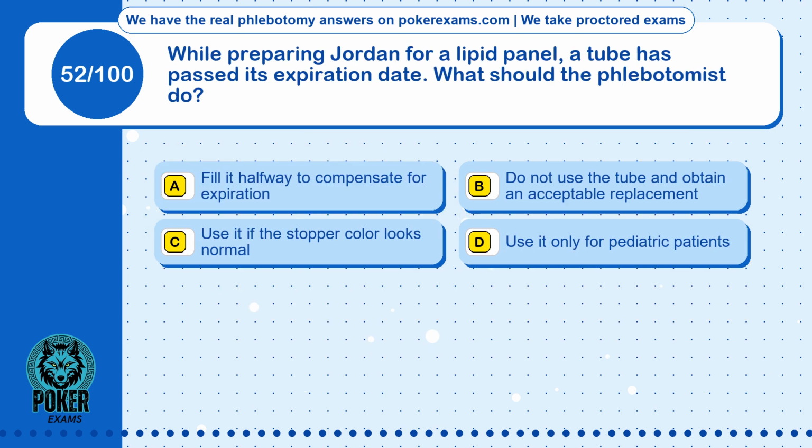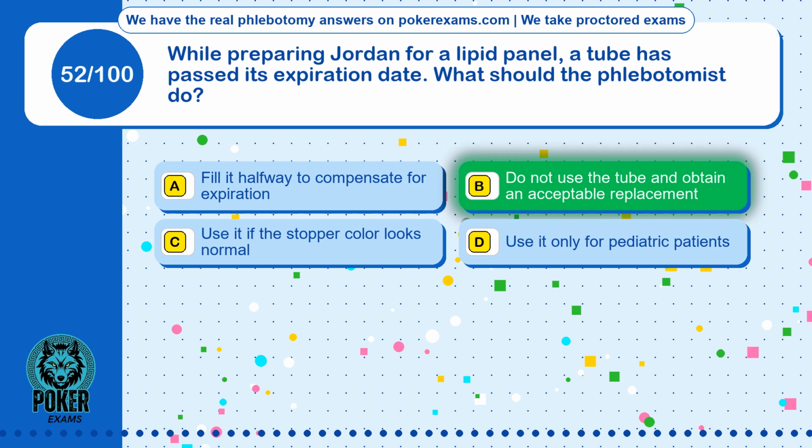Question 52. While preparing Jordan for a lipid panel, a tube has passed its expiration date. What should the phlebotomist do? Option A, fill it halfway to compensate for expiration. Option B, do not use the tube and obtain an acceptable replacement. Option C, use it if the stopper color looks normal. Option D, use it only for pediatric patients.